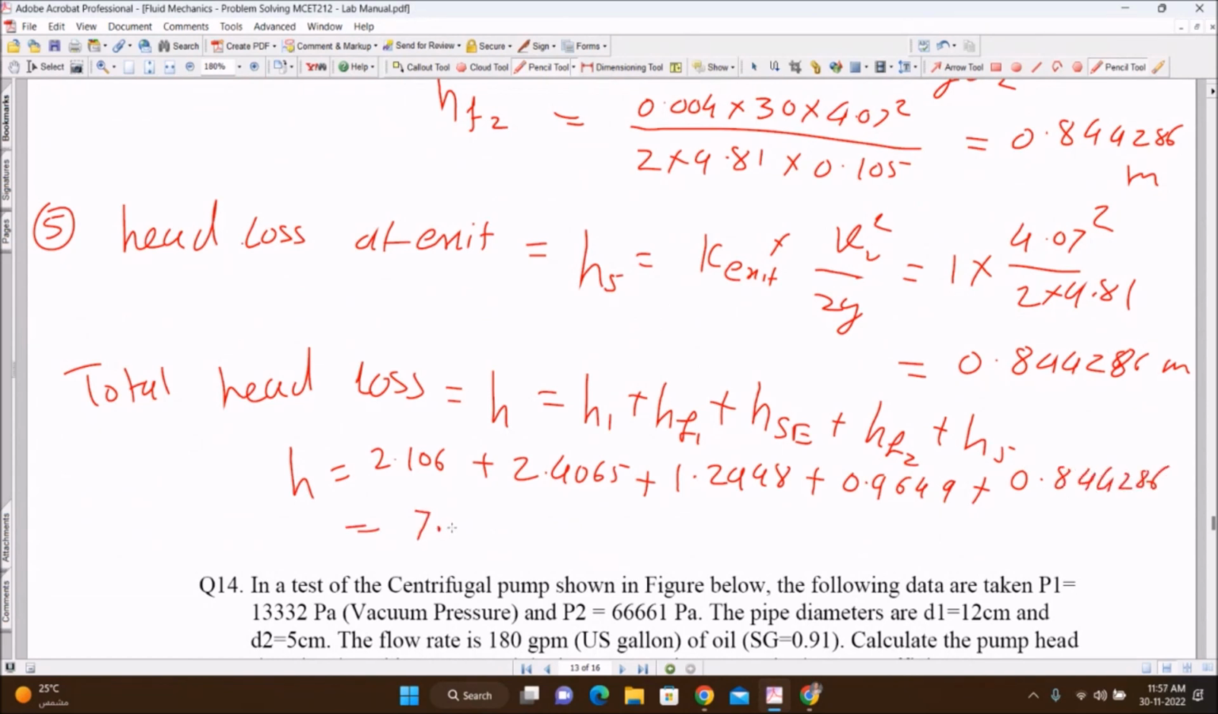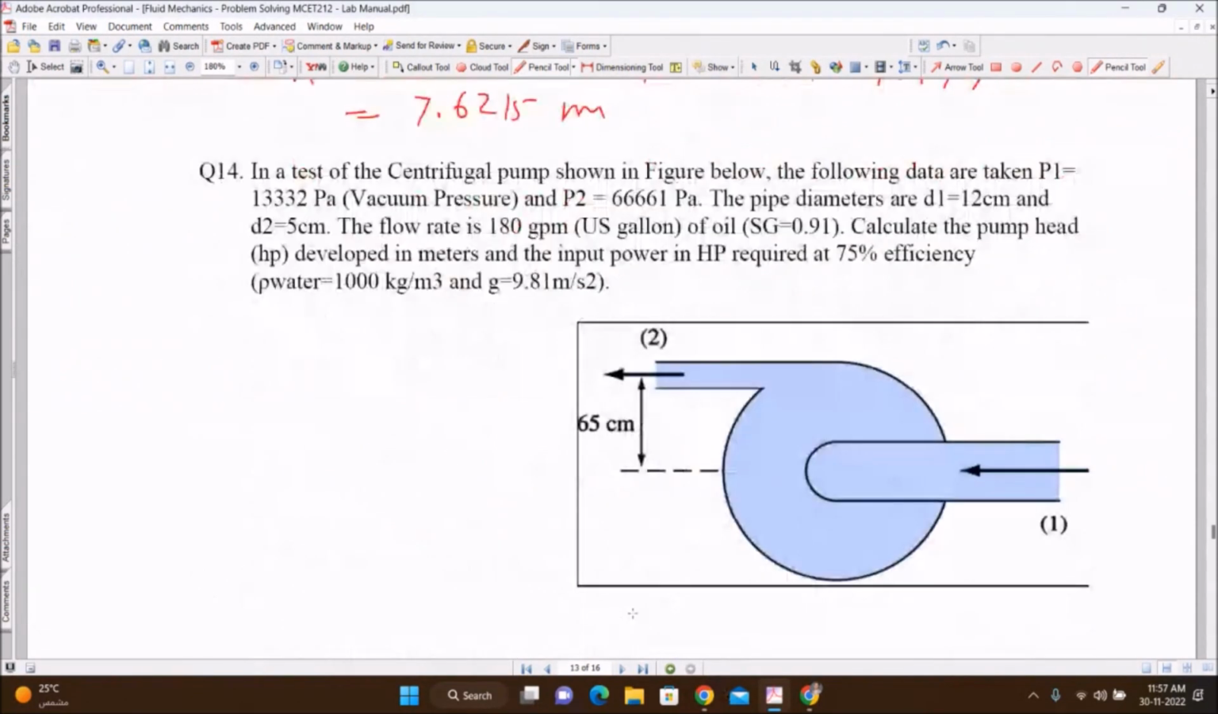Is equal to 7.215 meter. Next problem. Last experiment, which is on performance of the pump, and the problem is created on the pump performance. So let us read and write the given data.